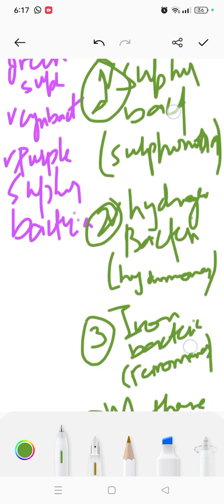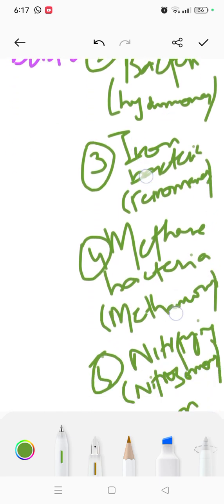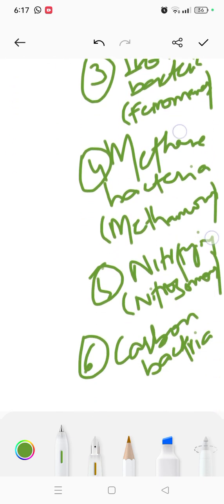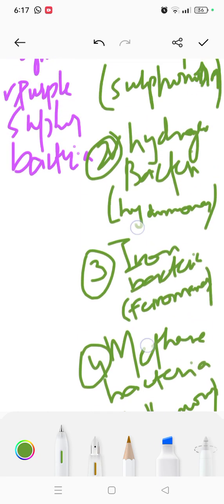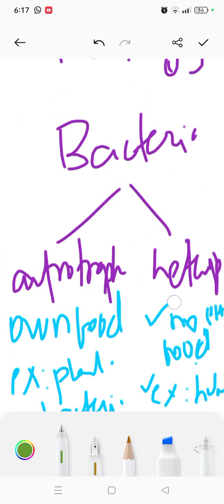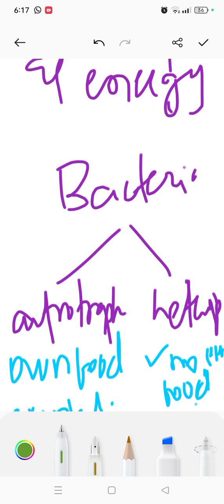So sulfur bacteria, hydromonas bacteria, iron bacteria, methanomonas, nitrosomonas, and carbon bacteria. These all are the types. I'm sure it's clear to you. Then in heterotroph bacteria, we have other types like parasitic, mutualism, and saprotrophic bacteria. And yes, this is all about modes of nutrition.